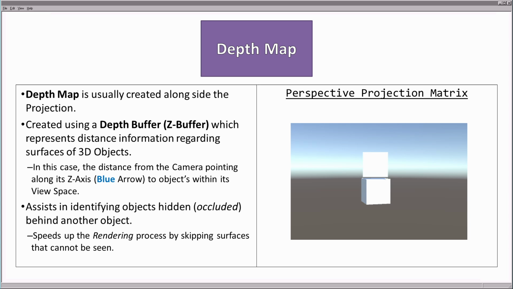A depth map is usually created alongside the projection. This is created using the depth buffer or the Z buffer, which represents the distance information regarding surfaces of a 3D object. In this case, it is the distance from the camera pointing along its Z-axis to the object within its view space. This assists in identifying objects that are hidden or occluded behind another one. This helps speed up the rendering process by skipping surfaces that cannot be seen.